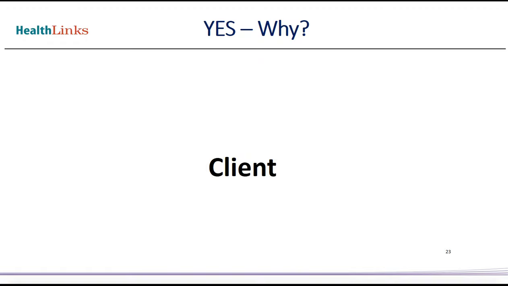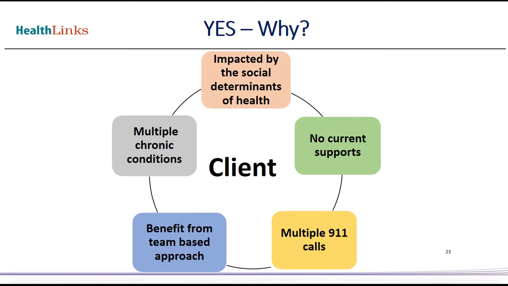And we'll be going through a little bit of the reasoning as to why. So, you know that they're impacted by the social determinants of health, which we've mentioned previously. There's no current supports. They call 911 multiple times. They can definitely benefit from a team-based approach, especially given that they have multiple chronic conditions, no current supports. So this individual would definitely be someone that could benefit from a coordinated care plan.